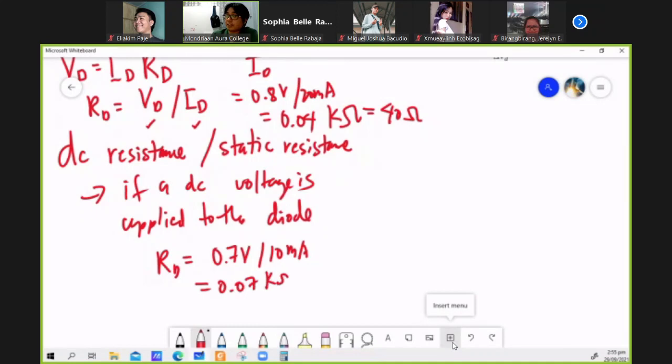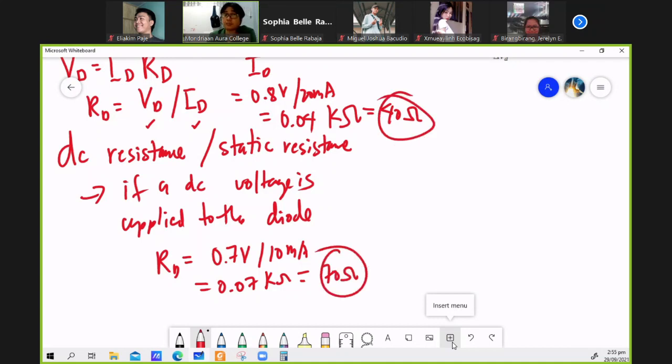Kasi volts over milli, matic, kilo ohms. Ilan ang kanyang, kung i-convert mo sa ohms, ilan yan? Multiply by 1,000. Ganun kasimple. 1, 2, 3. So 70 ohms. So nakikita nyo, isa 40 ohms, isa 70 ohms. Ibig sabihin, pwede magbago yung DC resistance mo depende sa Q point. Okay? Depende sa Q point.